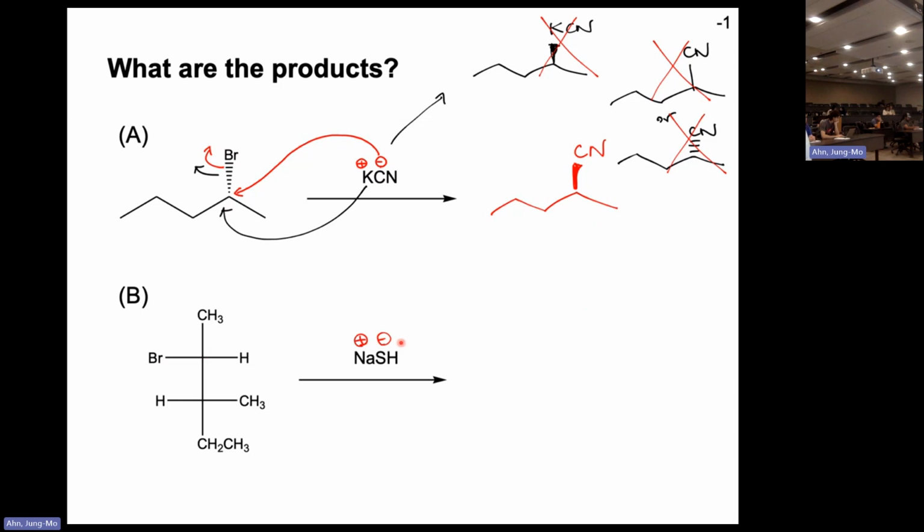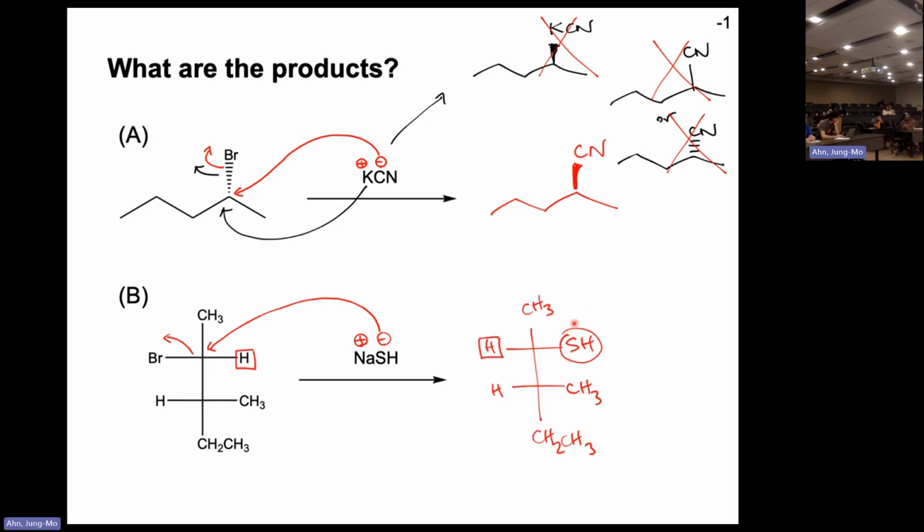This is a thiolate. Sulfur is negatively charged. Sodium is just a positively charged countercation. That's the nucleophile, not this. That makes an attack on this carbon and kicks out the bromide, which has to happen from the opposite side, the same way. So where are we going to put the cyanide? Cyanide on the opposite side. So this is where the cyanide goes, and this hydrogen basically moves to the other side, over here.